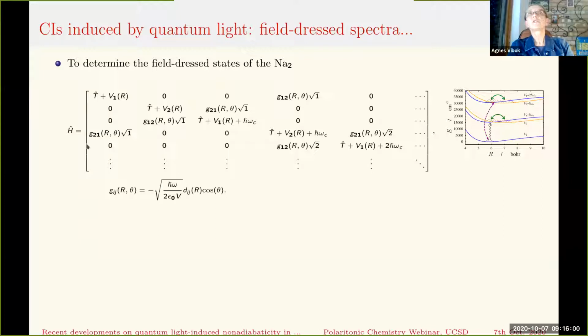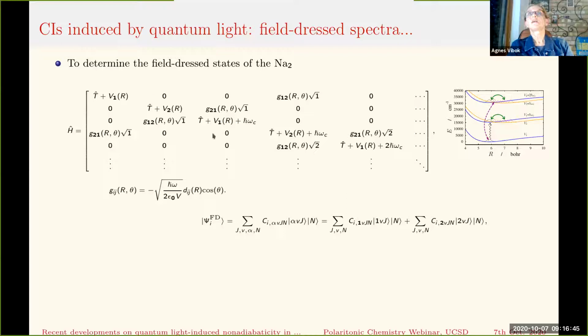At first we defined the dressing Hamiltonian; this is the matrix of the dressing Hamiltonian. These are the resonant couplings, these are the off-resonant couplings. You see here the arrows: the green arrow is the resonant, and the purple is the off-resonant coupling. This is the cavity coupling here, in the dipole approximation. The D1G means the transition dipole of the molecule, and then you can see here the cosine theta. Theta is the angle between the molecular axis and the polarization direction of the cavity mode.